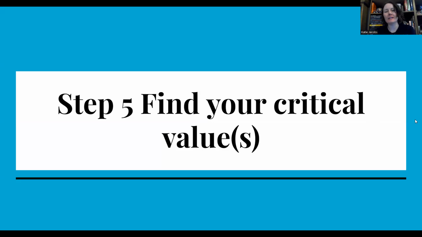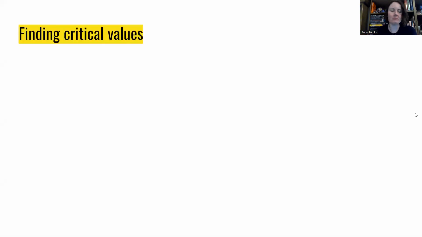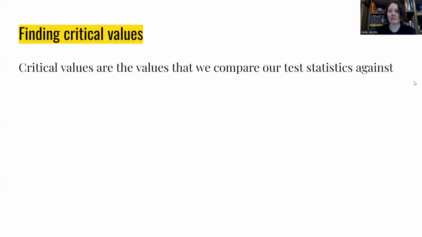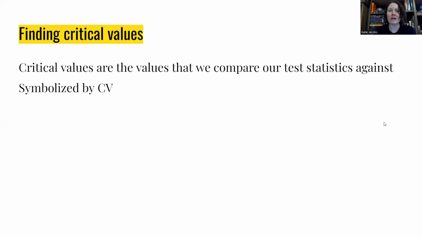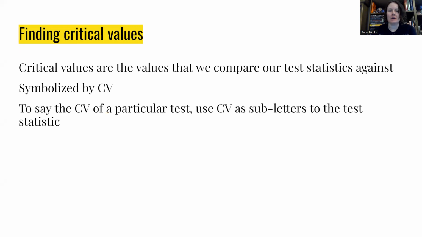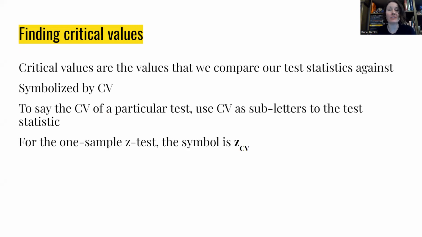So again, step 5 is finding your critical values. When we find the critical values, these are the values that we're going to compare our test statistics against. It's symbolized by capital C, capital V, critical value. So if we want to say that we have a critical value of a particular test statistic, we'll use CV as subscript letters to whatever test statistic symbol we're using. For example, for the one sample z-test that we're learning in this unit, the symbol for the critical value of a one sample z-test is Z sub CV.